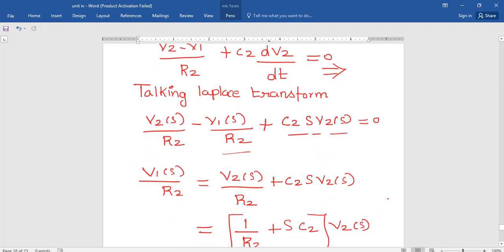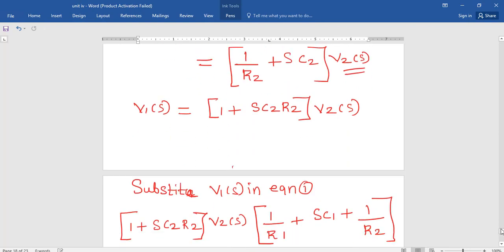And hence we will rearrange the equation. We will get V1 of s to one side and V2 of s to the other side. On this side, V2 of s is common, and hence we will take V2 of s outside. If you take V2 of s outside and multiply by R1, you will get this equation. Now let us substitute this value of V1 of s in equation 1.